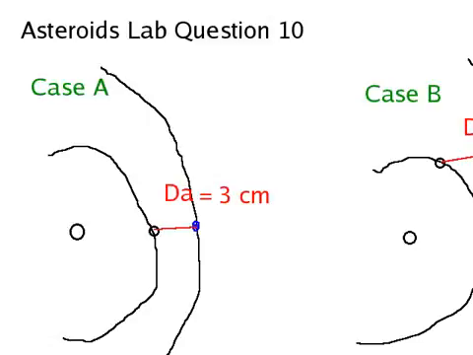So that's why the ratio of how many times brighter the asteroid is in A versus B is going to be equal to, I'm going to just write this out as a formula now, how much further B is squared, so the distance of B squared divided by the distance in case A squared.